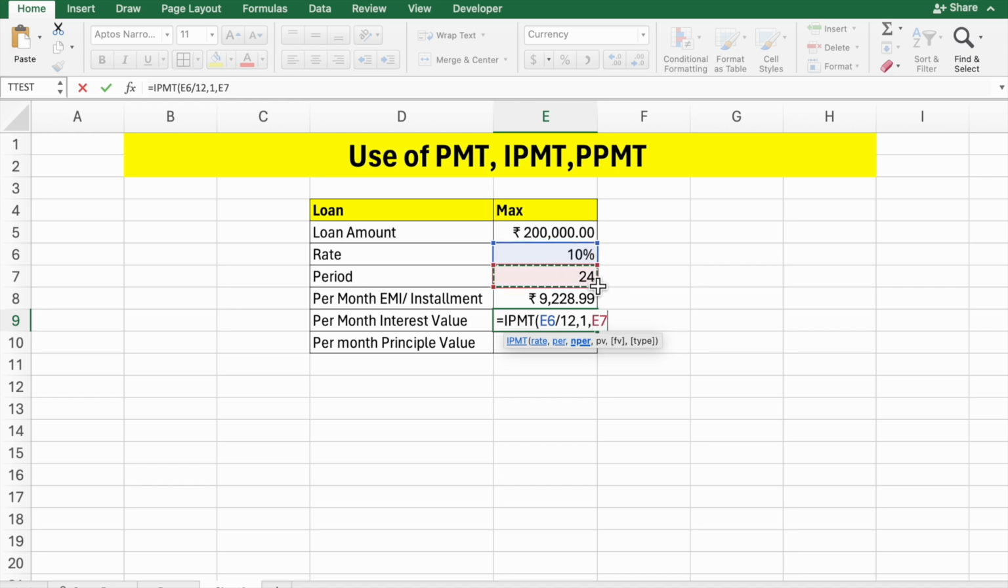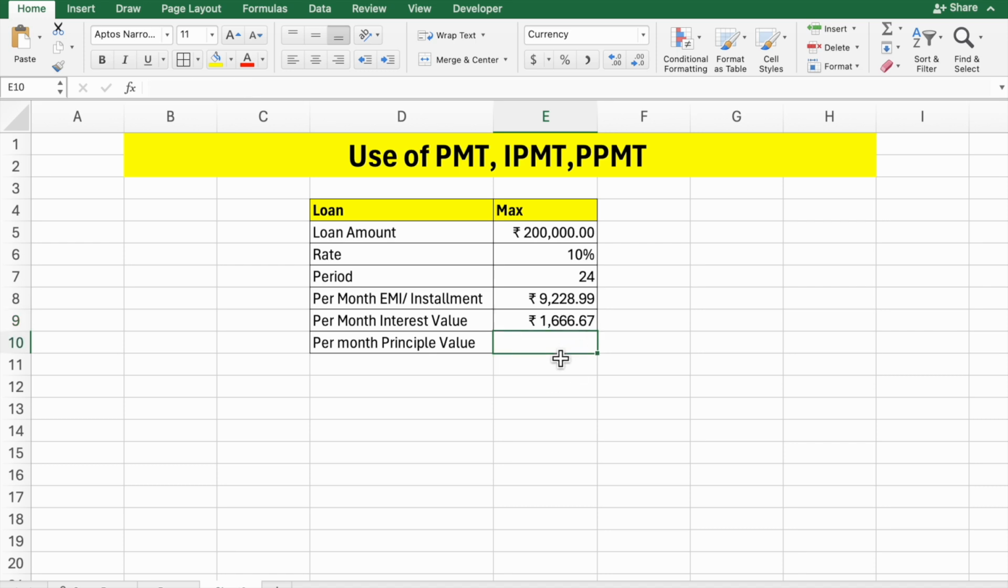Then NPER means the time period. Then PV means this principal value. Now close, and you just enter minus in front of the PV value. So this is the interest he is paying per month, or in the first month of the EMI.